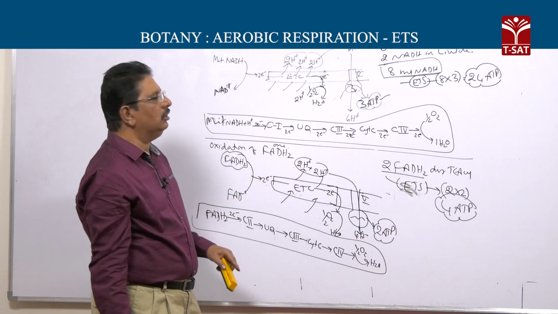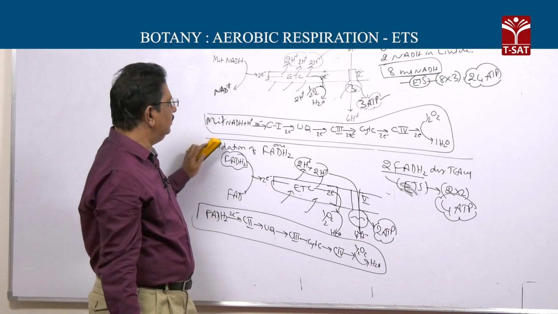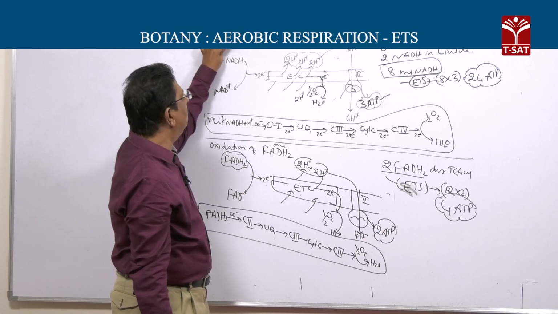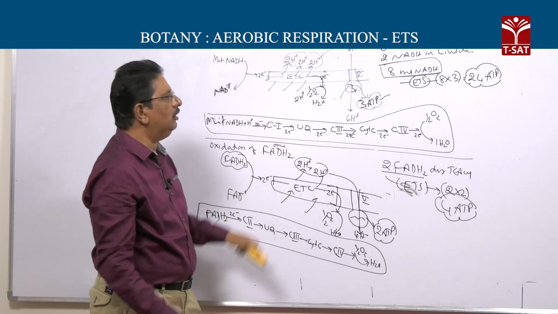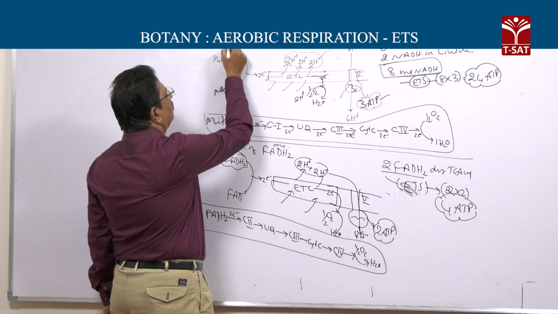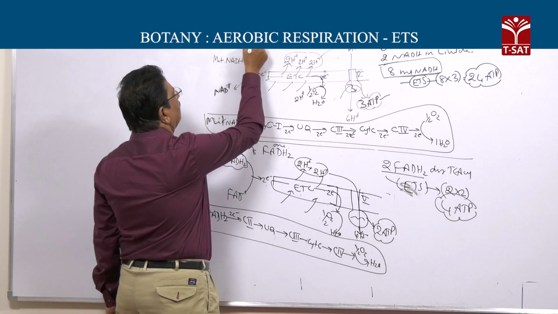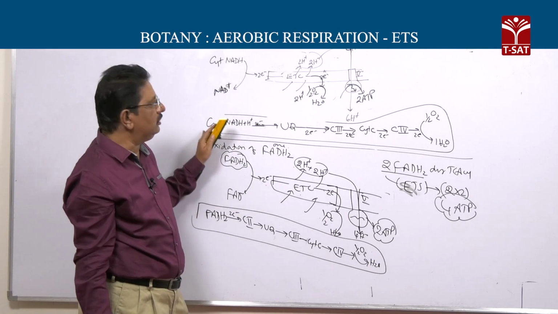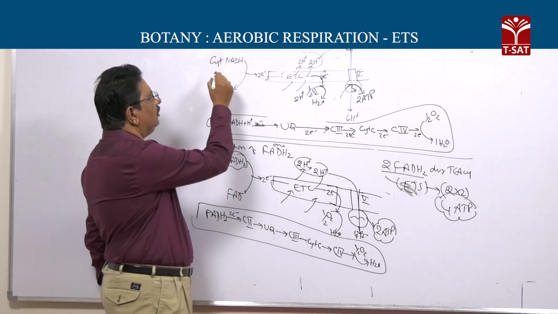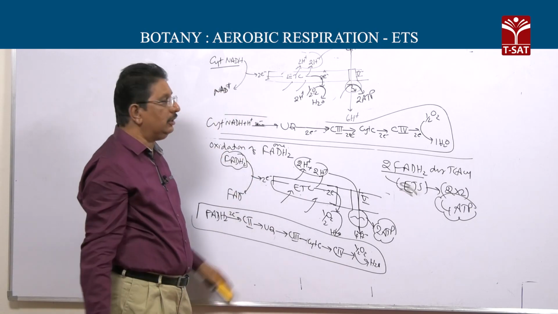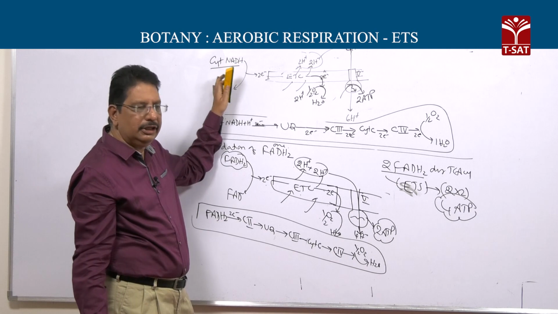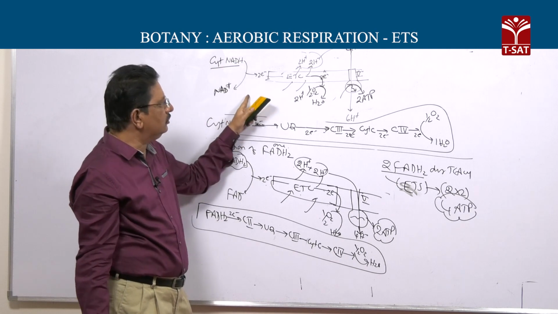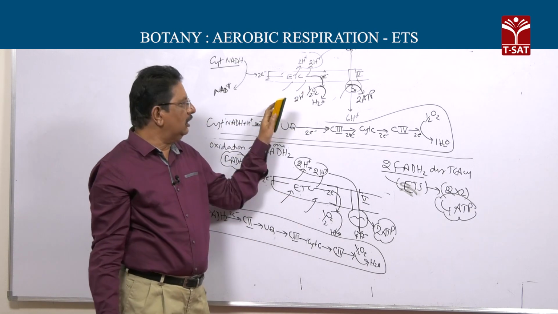So, there is one more thing, that is mitochondrial NADH oxidation. Apart from that, cytosol NADH. So, let us see the cytosol NADH oxidation. One cytosol NADH, that is the NADH formed during the EMP pathway, also takes part in oxidation.